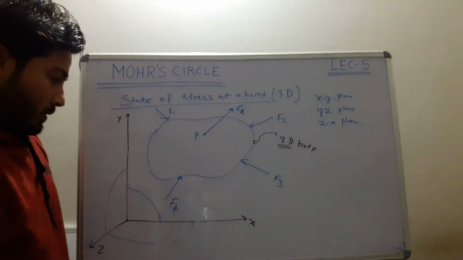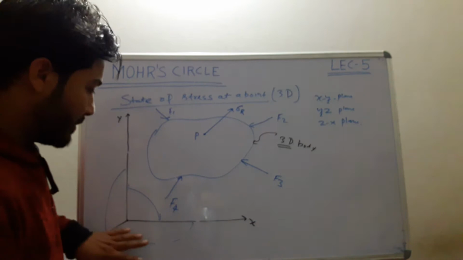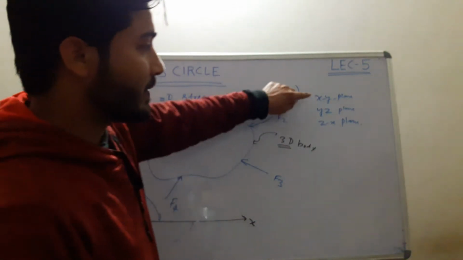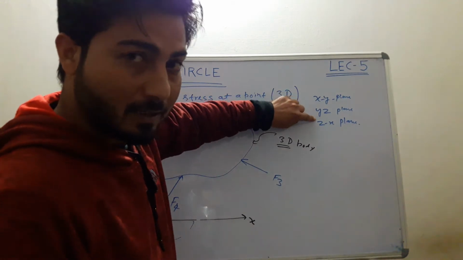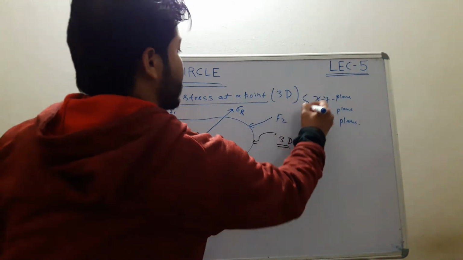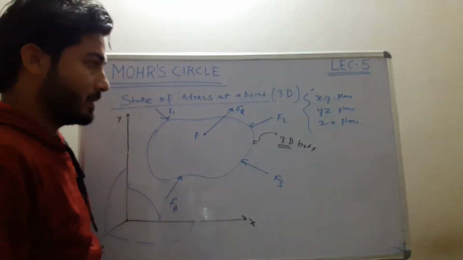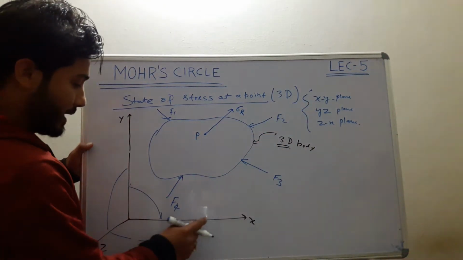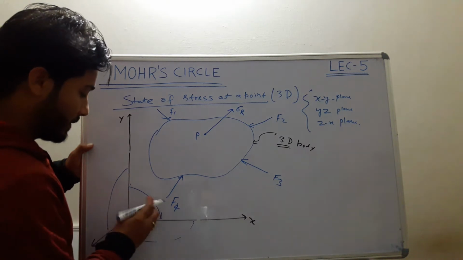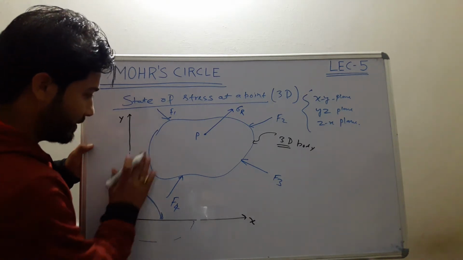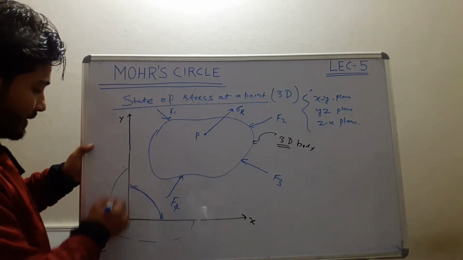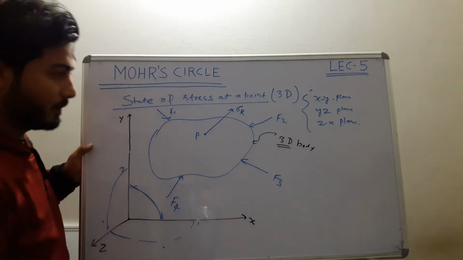Okay, so in general, in three-dimensional space, the total number of possible planes will be XY plane, YZ plane and ZX plane. All these three are possible planes. So first, if we are considering XY plane, XY plane will be this one, that is the board. YZ plane will be this one and ZX plane will be this one.